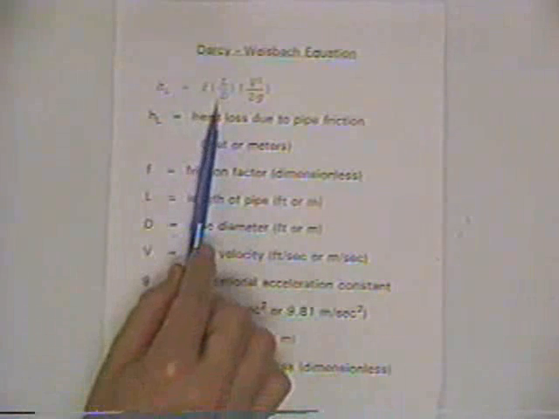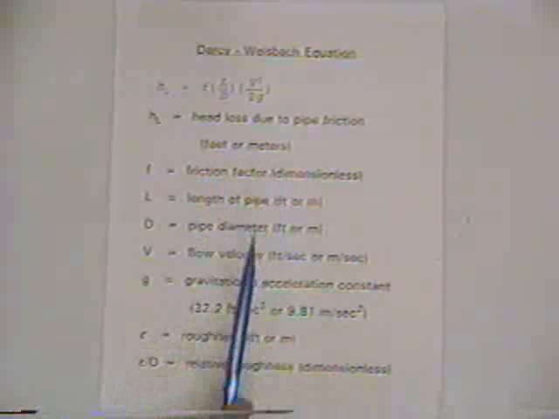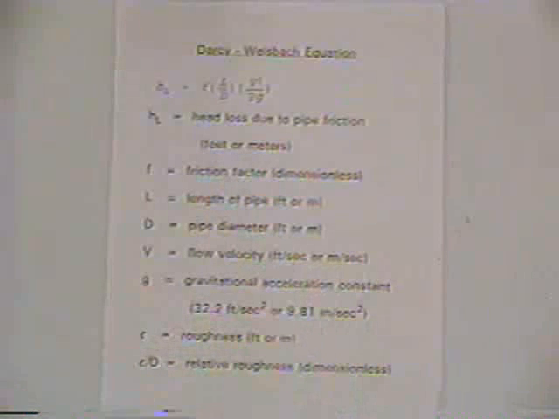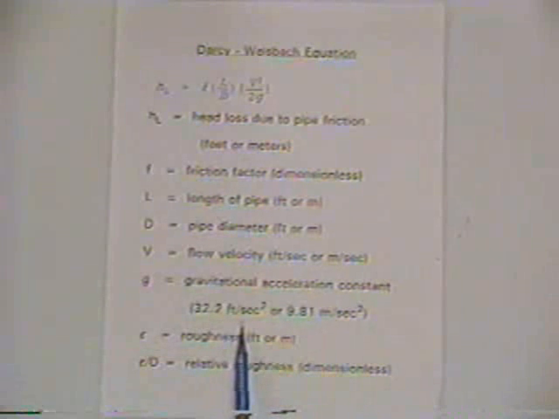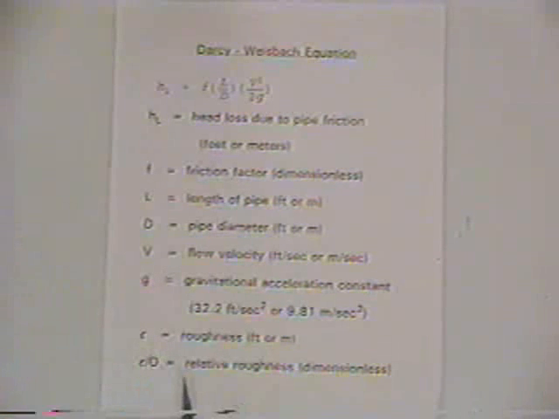And so it's dimensionally a correct equation, so you can use either feet or meters, feet per second or meters per second, and either English or metric units work fine. And this friction factor, as we're about to see, will be a function of two terms. One's going to be a Reynolds number, which is a representation of flow characteristics, and the other is going to be a relative roughness, which is a representation of the pipe characteristics.